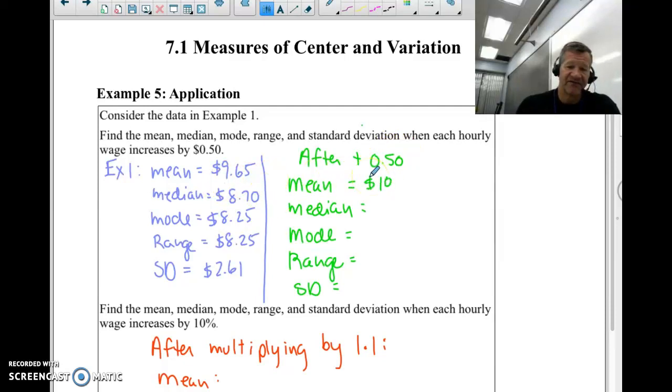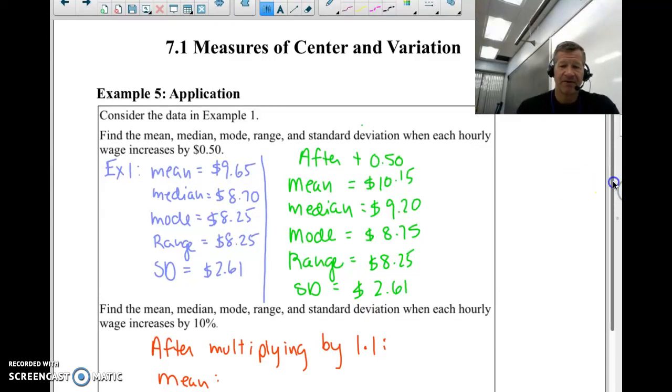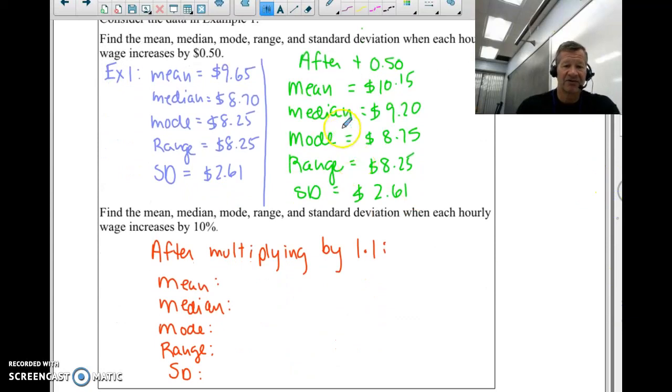So the mean will go up 50 cents. That'll go to $10.15. The median will go up 50 cents. That will go up to $9.20. The mode will go up 50 cents to $8.75. But the range, that's going to stay at $8.25 because both the highest and lowest moved up 50 cents. They're still going to be $8.25 apart. The standard deviation, the same. Spread stays the same if they're moved up by the same amount.